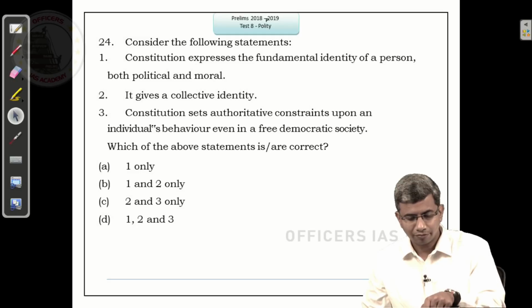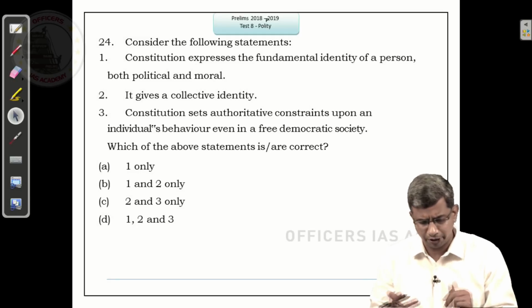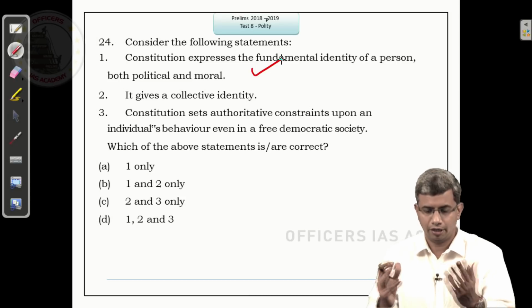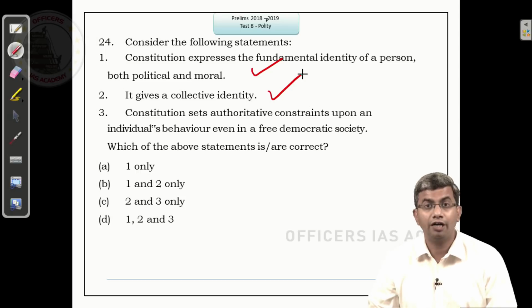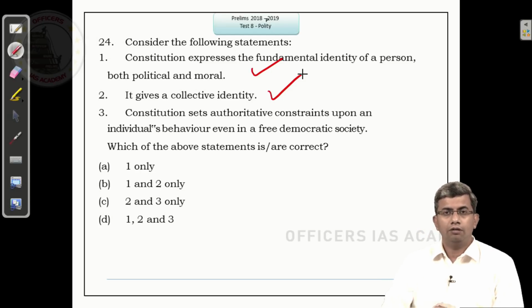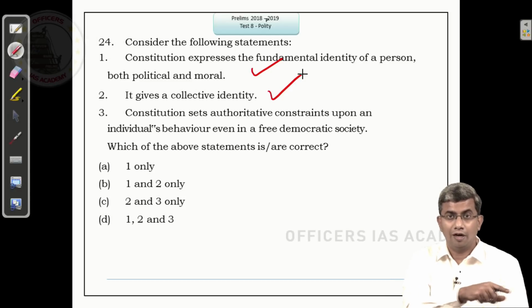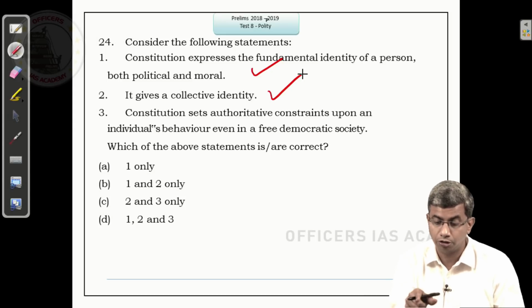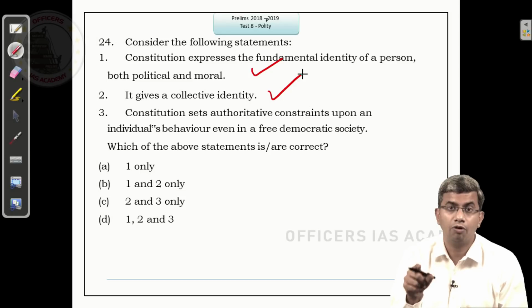And here, Constitution expresses the fundamental identity of a person. Yes, it does. It gives a collective identity, it creates the country called India and creates collective identity. So 1 and 2 is definitely right. Now the third statement, Constitution sets authoritative constraints upon an individual's behavior. In the previous thing we said no, it does not set any limit on citizens' functions, but that was in the context of that question. Read the complete statement here. The Constitution sets authoritative constraints upon individuals' behavior even in a free democratic society.